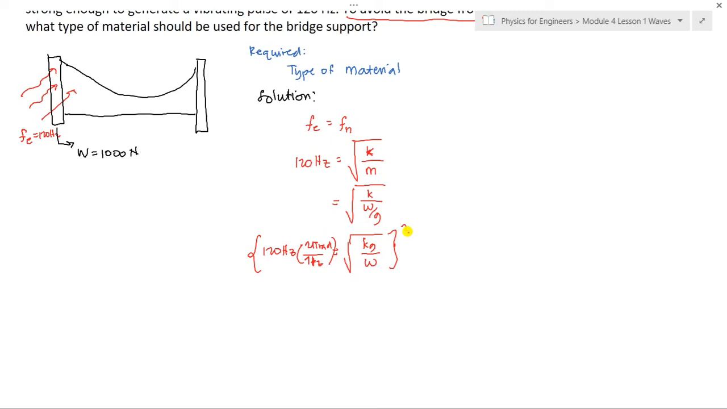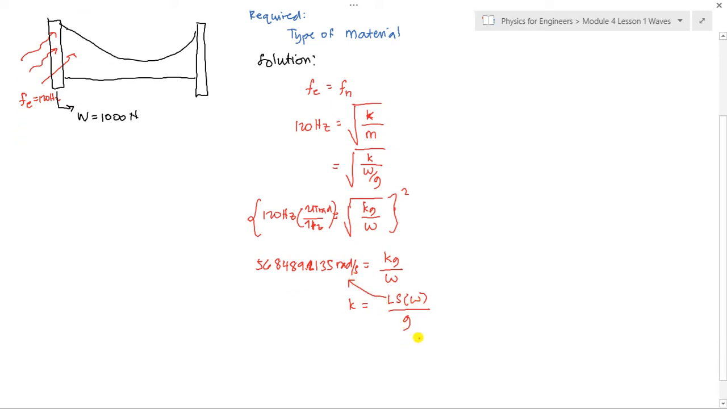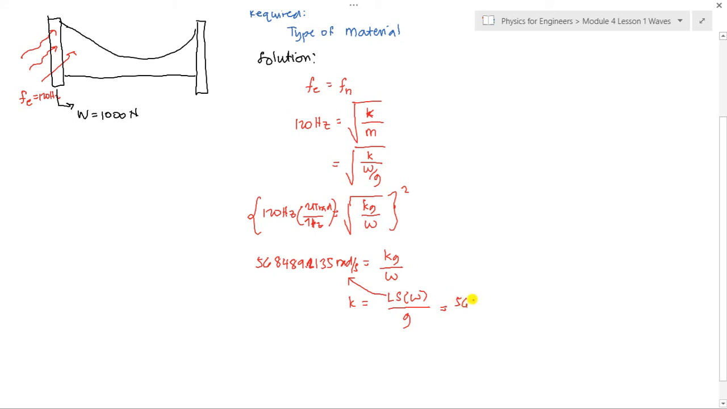It is very large. So we have 568489.212135 radians squared per second squared, equal to kg all over the weight. Now solving for k, we multiply the left side by the weight over g. So we have 568489.2135 multiplied by the weight.